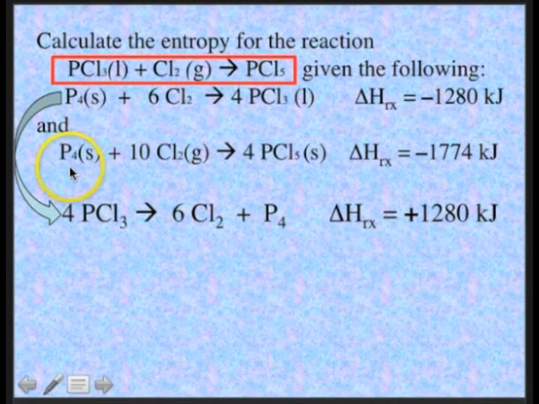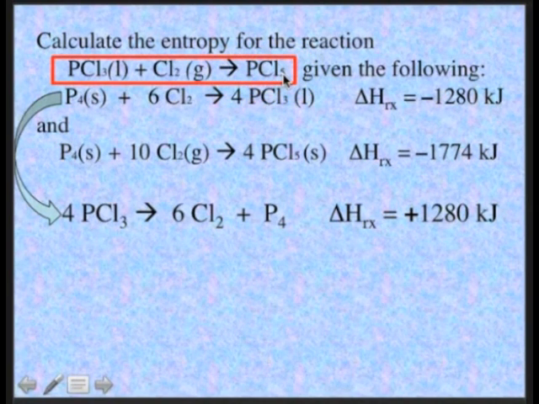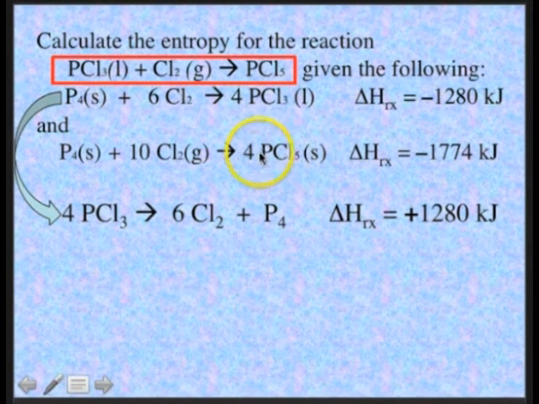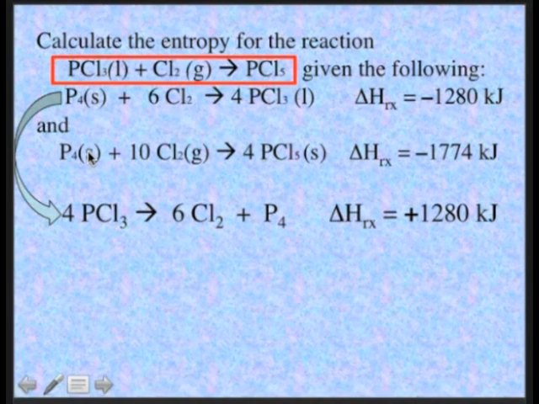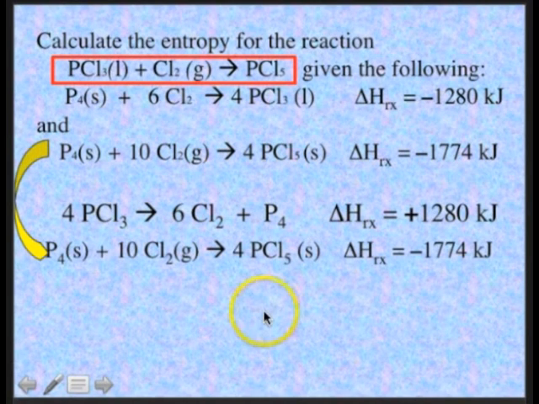Okay, what about this reaction? P4 plus 10 Cl2 yields 4 PCl5. Well, take a look at our reaction. We have PCl5 as a product in our target. And over here we have PCl5 as a product in our given reaction. So I am not going to flip this one. I am merely going to take this one and move it down. It's the same reaction as before.